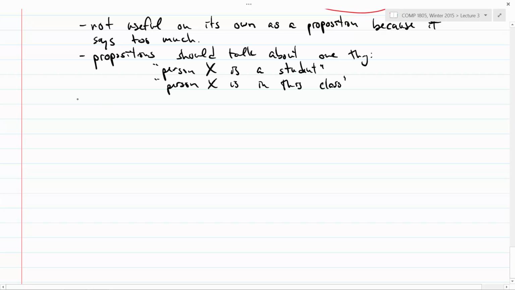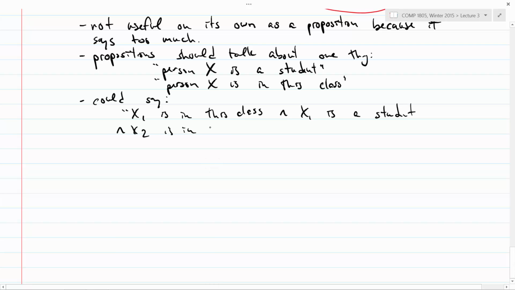So what we could do is say something like, so I'm going to name you in a very personal way, you're X1, you're X2, you're X3, you're X4, you're X5, and so on. So I could say, X1 is in this class, and X1 is a student, and X2 is in this class, and X2 is a student. Bear with me, this will take a second. No, I'm just kidding. I won't do the whole thing. So that's okay. I have two propositions for every person in the room, and I just take the conjunction of all of them. Yeah?